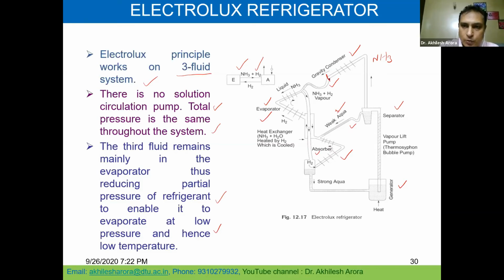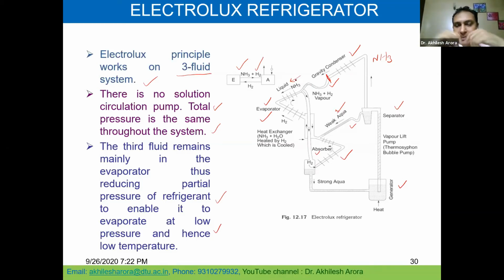Okay, so why have we provided a U seal? The U seal has been provided so that the hydrogen gas which is circulated in the evaporator and absorber should not go into the condenser. Hydrogen is lighter, so it will not go down. So this U seal prevents the motion of the hydrogen into the condenser. That is why only the liquid ammonia passes through this U seal and goes into the evaporator.